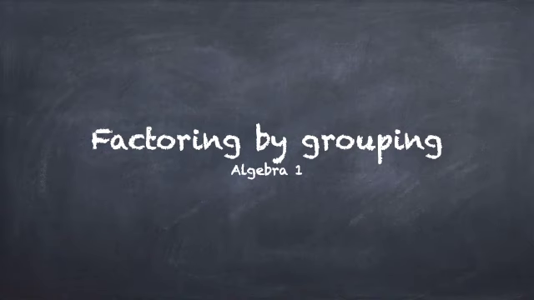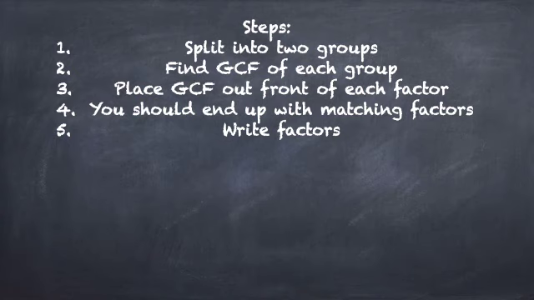Okay, so factoring by grouping. First, your steps. You have four terms. You want to split it into groups of two, so each one should have two terms. You're going to split this up by putting parentheses around everything. In between the two terms, you're going to want a plus sign. Find the GCF of each group. Place the GCF out front of each factor. You should end up with matching factors. Those matching factors are going to be one of your final factors, and then whatever GCFs you took out, you're going to put them together into their own factor.